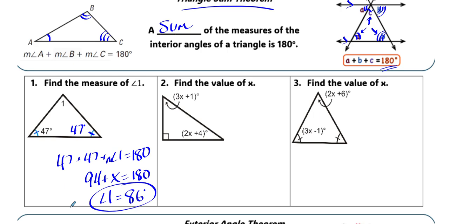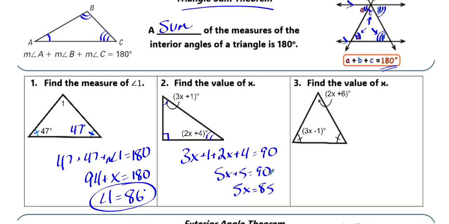On the second one, we're going to set up an equation there. We know that this is a 90-degree angle because it's a right angle. So these two, that and that together, have to be the remaining 90. So you could say that plus 90 equals 180, or simply 3x plus 1 plus 2x plus 4 equals 90. We know it's the remaining 90. I'm going to combine like terms, get 5x plus 5 equals 90. So 5x equals 85, and x is 17.